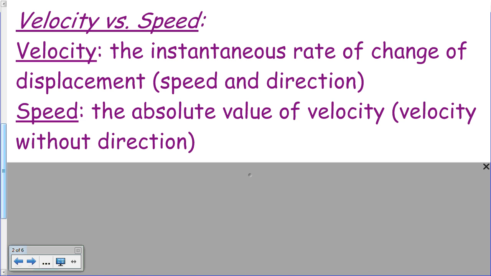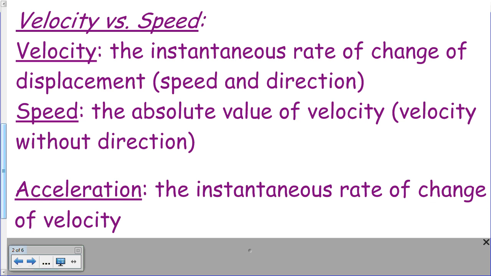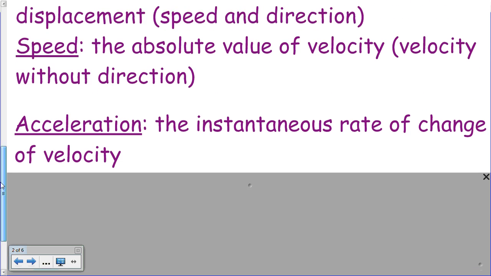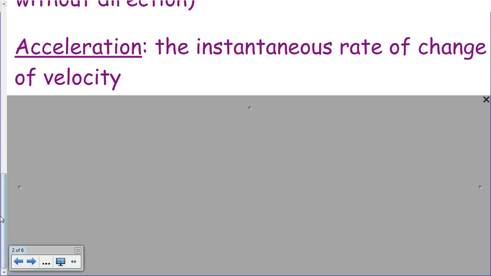All right, one other term that we need to throw into the mix here is acceleration. And acceleration is the instantaneous rate of change of velocity. So again, it's the derivative of velocity. So if I start out with displacement, a derivative of displacement will give you velocity. And if I have velocity, the derivative of velocity will give me acceleration.